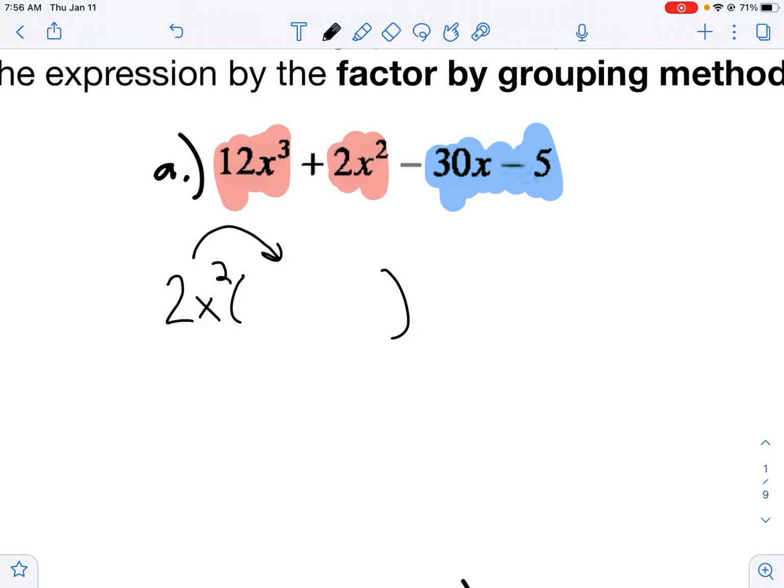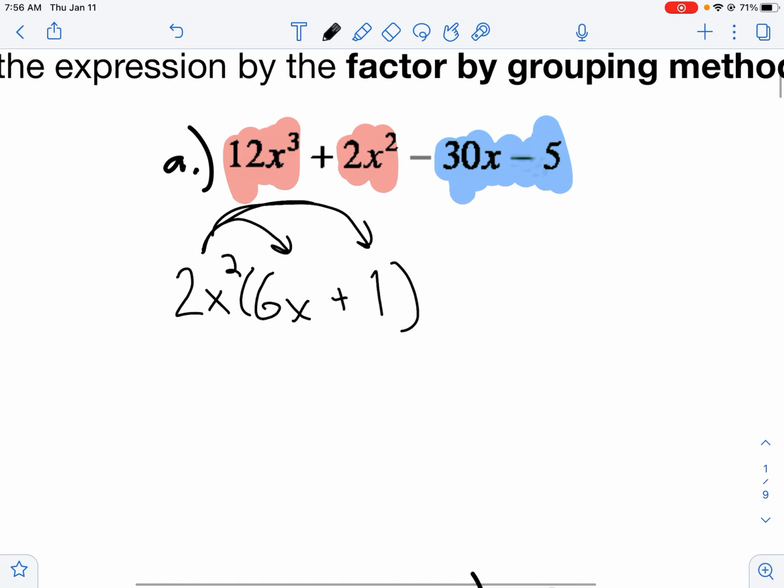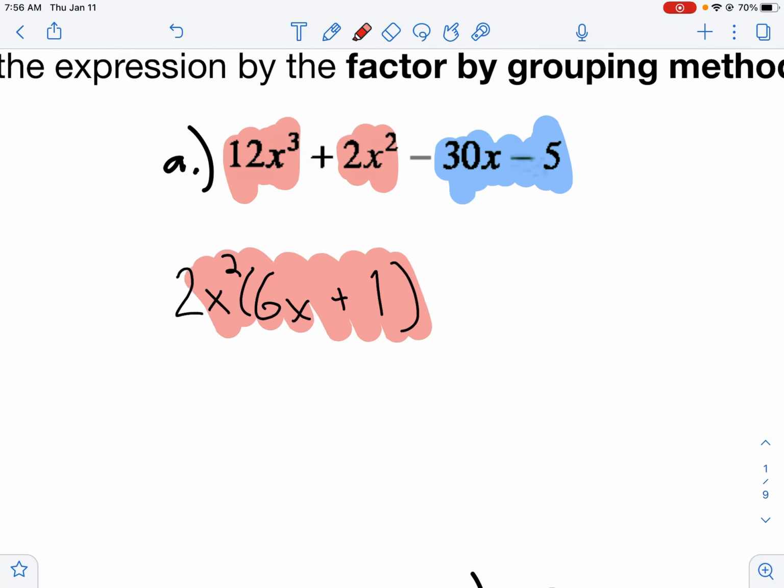And if we multiply 2x squared by 6x, see how we would get the 12x cubed? Right here, you'd have to multiply that by 1. See that? 2x squared times 1 is 2x, so you get that. And then over here, if you have a negative in front, you have to pull out a negative, right? 30 and 5 are both multiples of 5, so you can pull out a negative 5. There always has to be a plus or minus here in front.